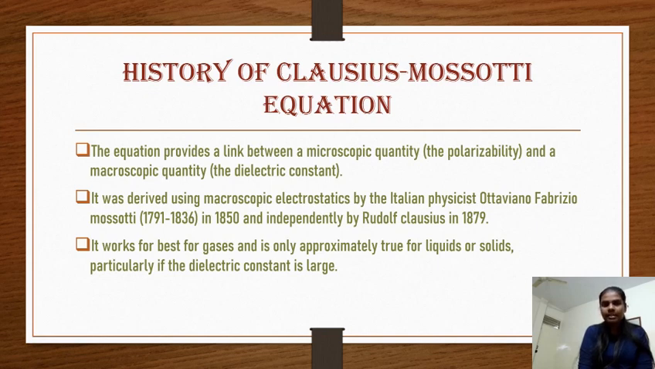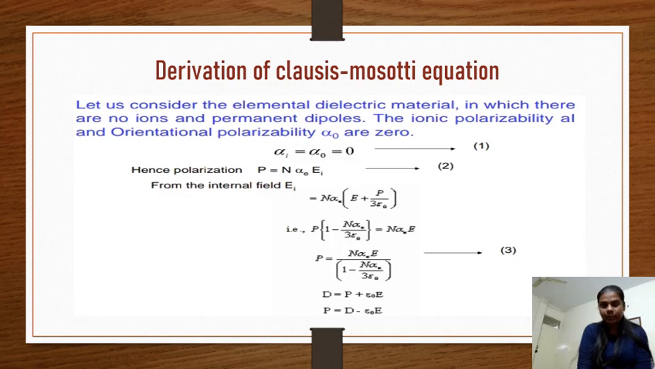constant. This relation and this equation is called the Clausius-Mossotti equation, which is the symbol for their invention. It works best for gases and is only approximately true for liquids or solids, particularly if the dielectric constant is large. Now, let us discuss the derivation of the Clausius-Mossotti equation.